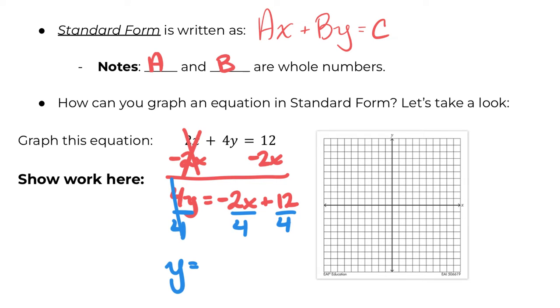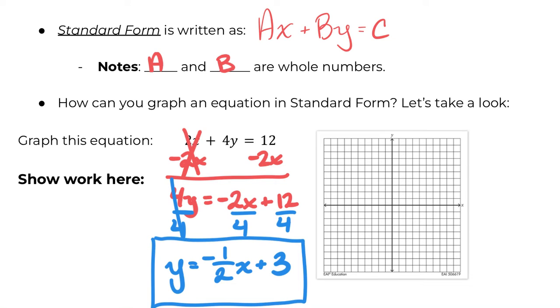Now, we know negative 2 divided by 4 is negative 0.5. However, this is going to be our slope in our equation, so let's leave it as a fraction. So I will simplify it though. It'll be negative 1/2 x plus 3, because 12 divided by 4 is 3. Now, this is an equation we can graph now, because that's in slope-intercept form. My slope is negative 1/2, negative 1 over 2, and my y-intercept is 3.